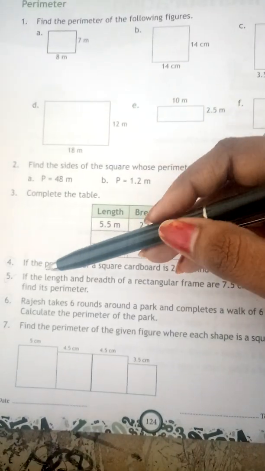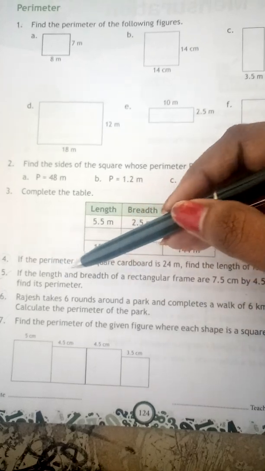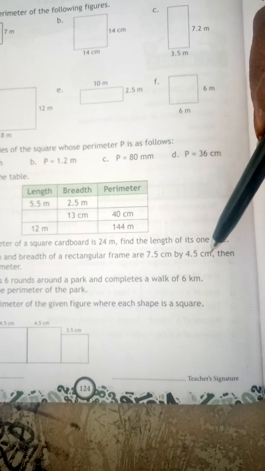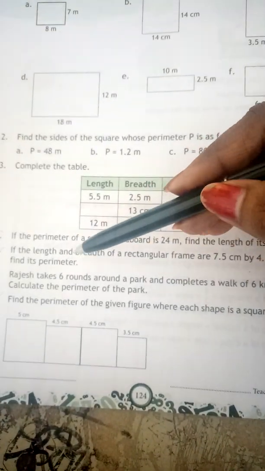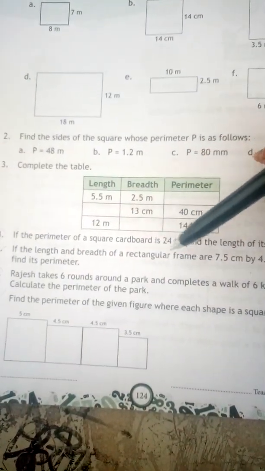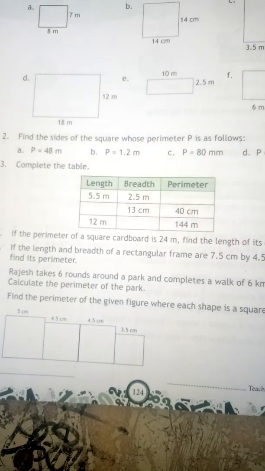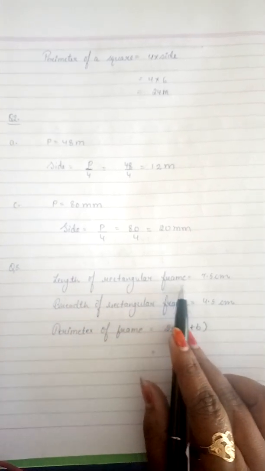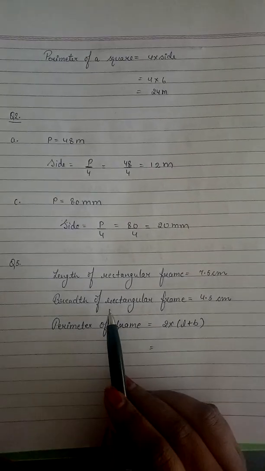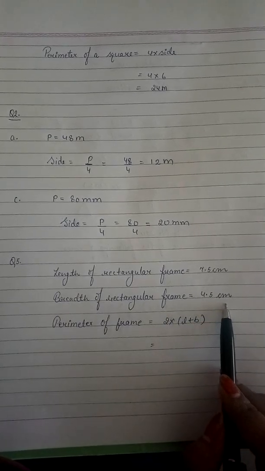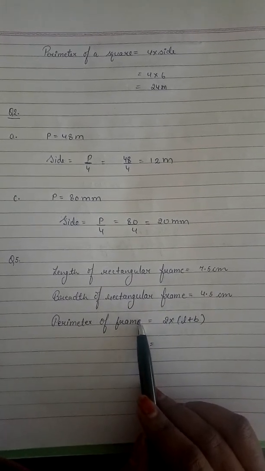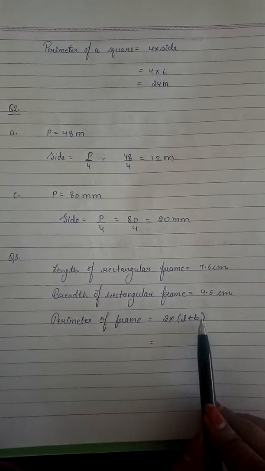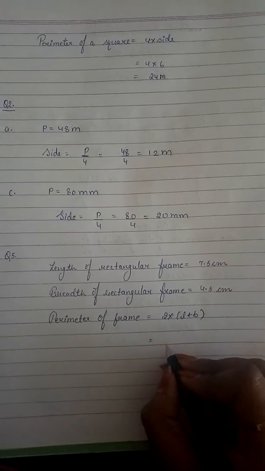Here, question number 5. Let us solve this question. If the length and breadth of a rectangular frame are 7.5 centimeter and 4.5 centimeter, then find its perimeter. Okay, we have to calculate the perimeter of this rectangular frame. Here we have mentioned that length is 7.5 centimeter, breadth is 4.5 centimeter, and because it is rectangular in shape, its perimeter will be 2 multiplied by length plus breadth. Now let us put the values.